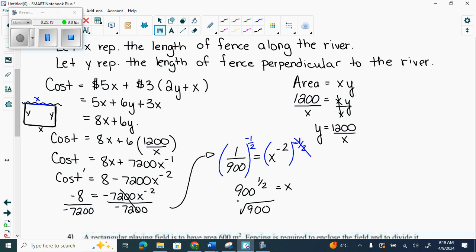Square root of 900 gets a plus or a minus sign. What's the catch though? Negative 30 is done. So we get 30 meters. And then we get x equals negative 30 meters, which is rejected.